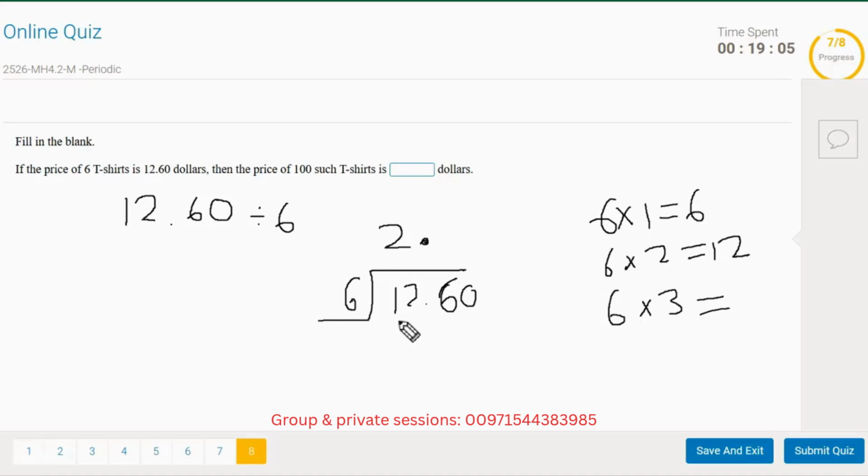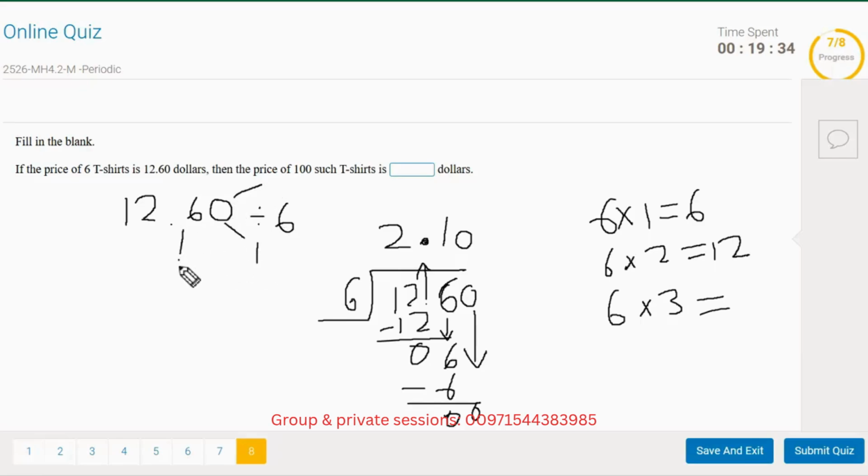So 6 times 2 is 12. So you put the 12 at the bottom. Now you bring the 6 down. First you have to put the decimal point up. Then you multiply that. 6 times 1 is 6, so 1 here, 6 will be here, is 0. Then you can also put the 0 down, and 6 times 0 is 0, so 2.10. $2.10 per t-shirt, right? So when we divide 12.60 by 6, what happened?